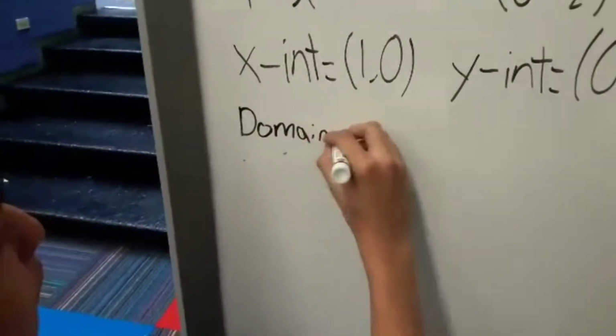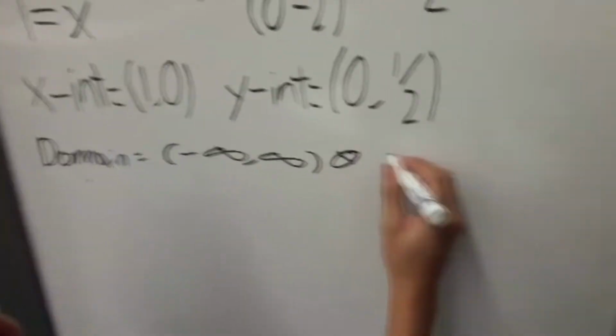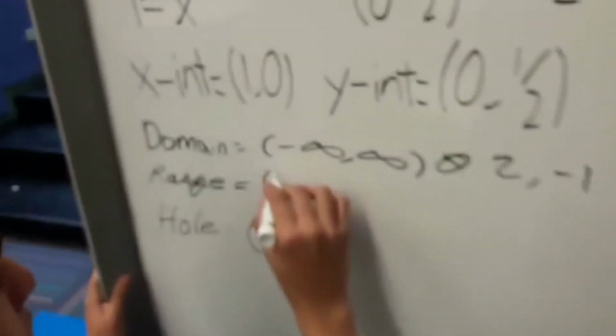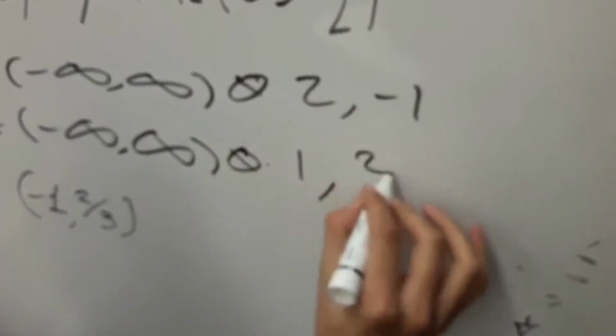Now you find the range. The range tends to be, most of the time, every real number except the horizontal asymptote value and the hole's y-coordinate. Now you find the domain. This tends to be, most of the time, every real number except the vertical asymptote value and the hole's x-coordinate.